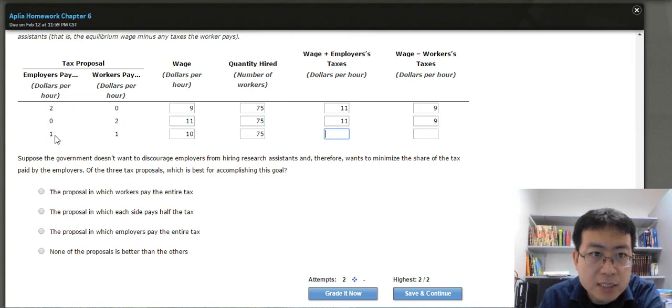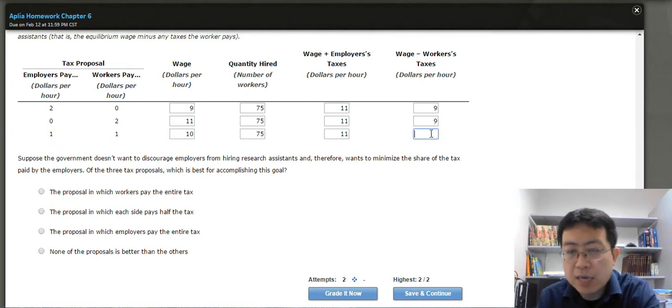And then now your wage plus employer tax. The employer tax in this case is $1. So 10 plus 1 gives you 11. And the next one, your wage minus worker tax, the wage again is $10 in this case. So 10 minus 1 gives you 9. So 9 right here. Okay, so this is our table.